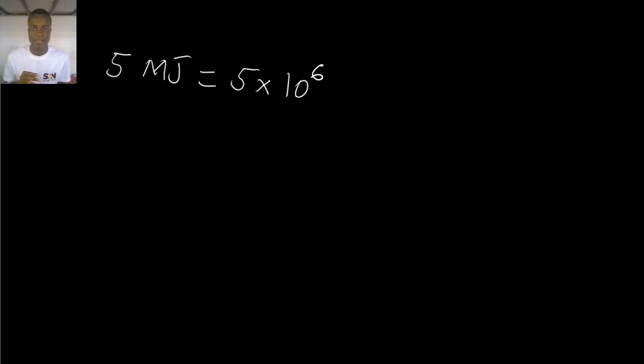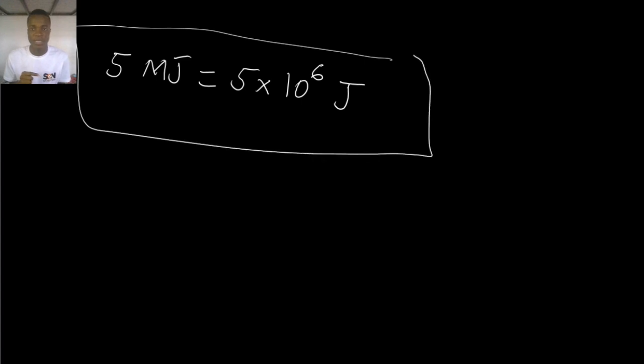The next example is 5 megajoules, right? If you understand what we did for the previous one, we are just going to change the m. 5 times mega is what? 10 to the power 6. Yes. So megajoules, right? So we have joules. This is a conversion. Basically, instead of having the m there, we just change the m to its decimal component and we have the joules there.